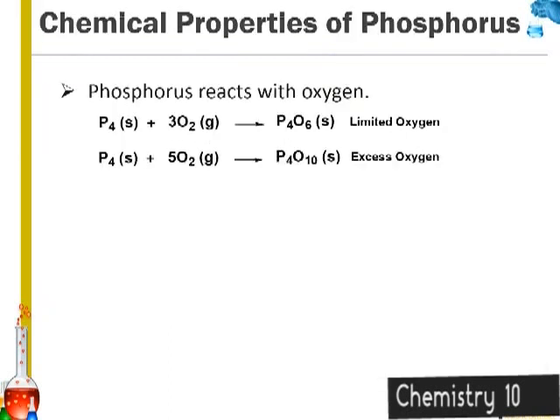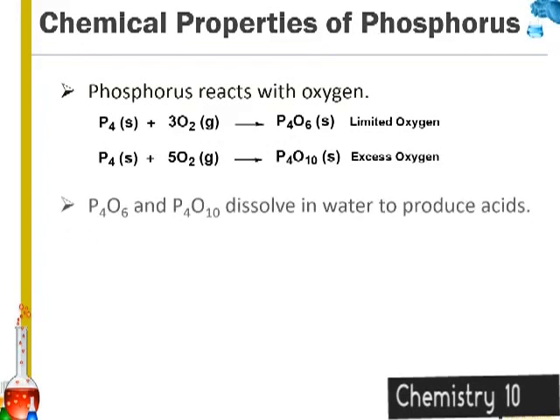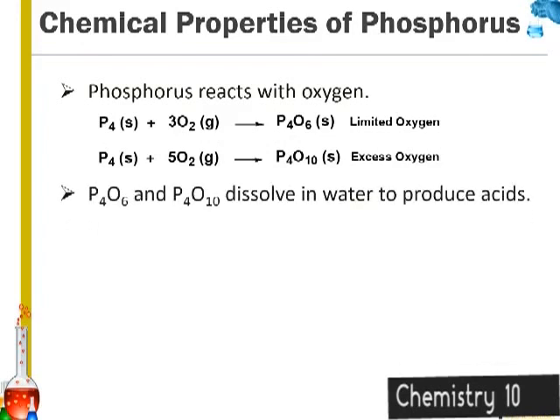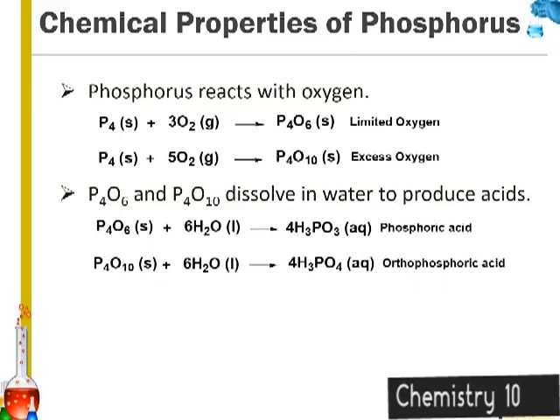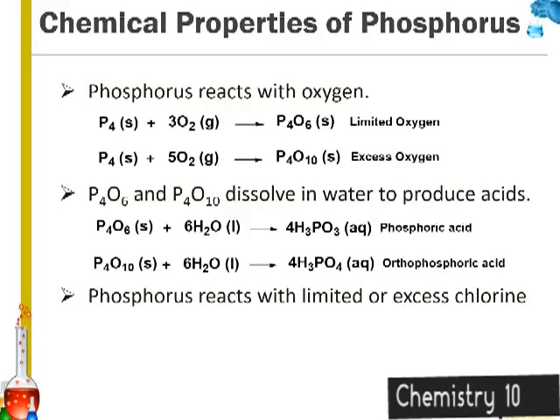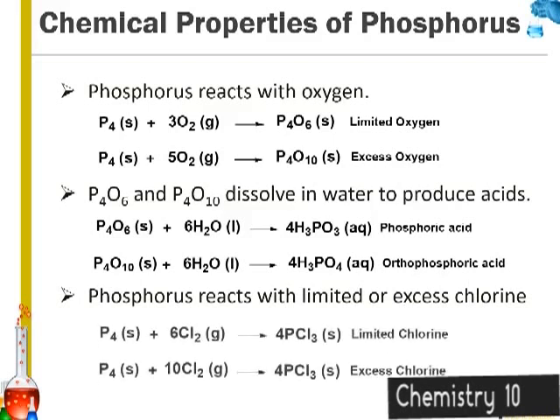Phosphorus will react with oxygen in a limited oxygen environment and also in an excess oxygen environment. Both of these oxides will dissolve in water to produce acids. Phosphorus reacts with limited or excess chlorine as well.